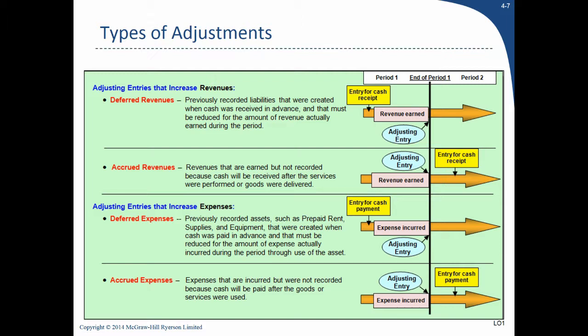or prepaid expenses. And this gives you an example of what happens when you pay cash or you receive cash before the underlying substance of the transaction has occurred, before the expense has been incurred or the revenue has been earned.